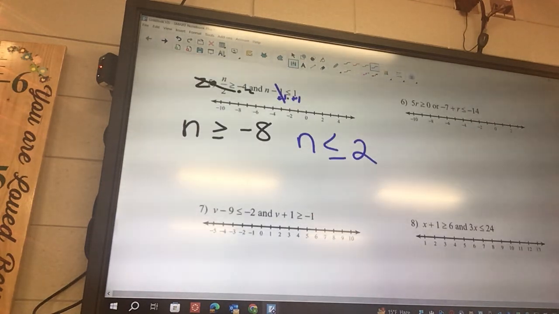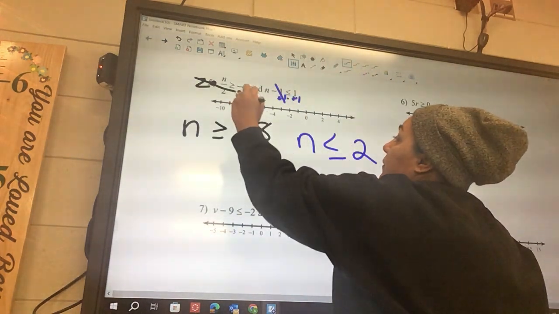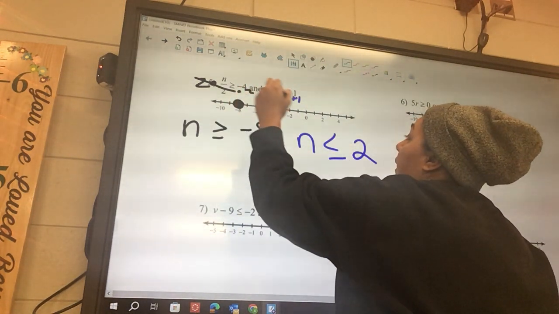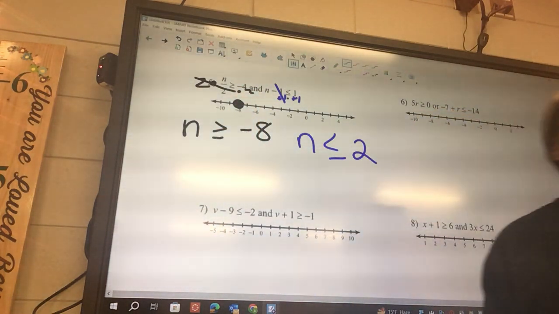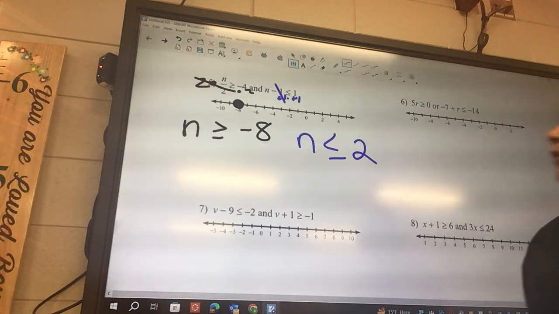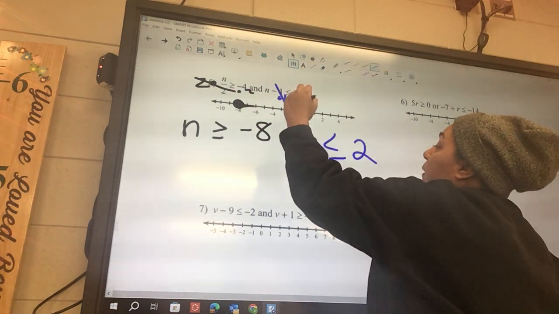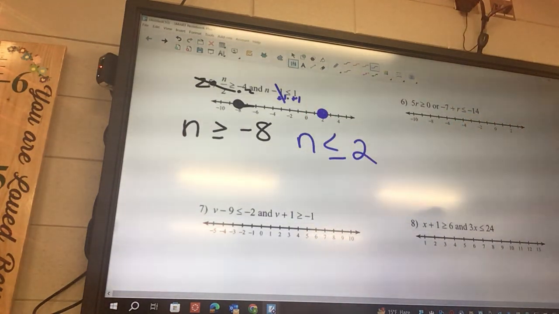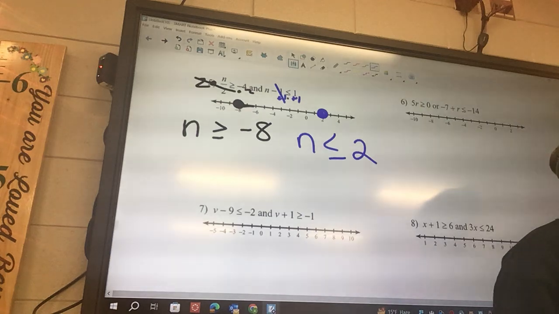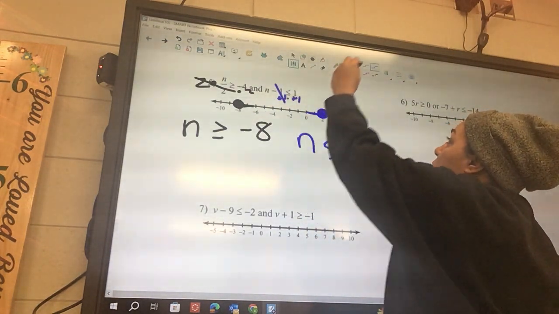Okay, so on the negative 8, that's going to be closed. Okay, and we know, but again, you can still read it. Which way should that line be going? To the right. Okay, on the other end is going to be closed. Going which way? To the left. Okay, see how these are both going in towards each other?